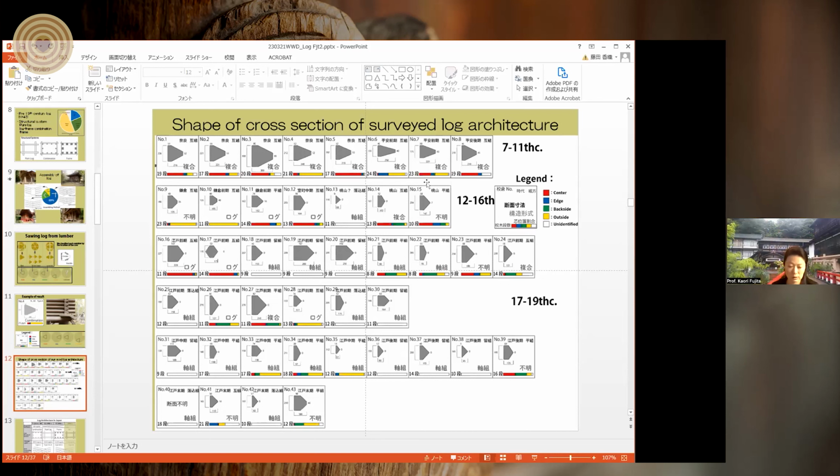So the trees were split and used. Therefore, soft conifers with straight grains were very important for logging in Japan until the 13th, 14th century. After that, a vertical saw was imported. So it was possible to use hard, wide-leaved trees, but mostly conifers were still used.